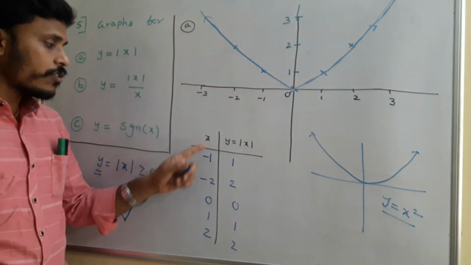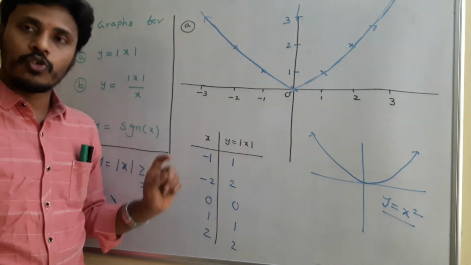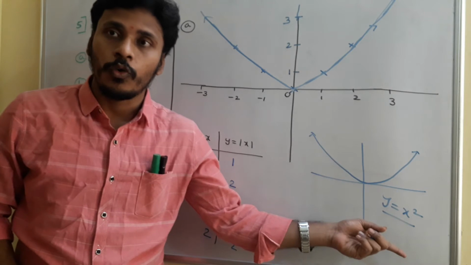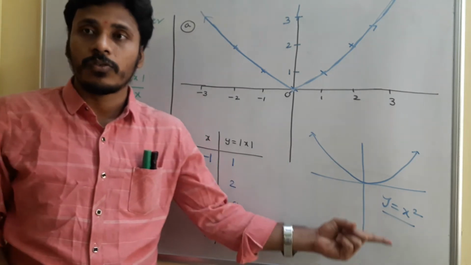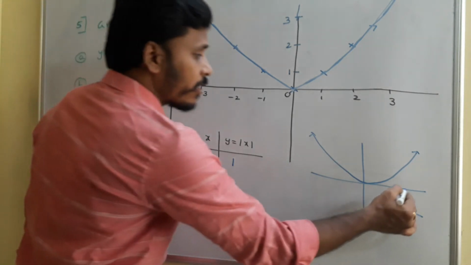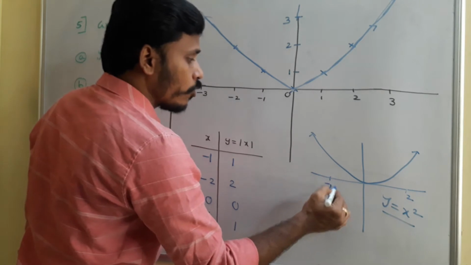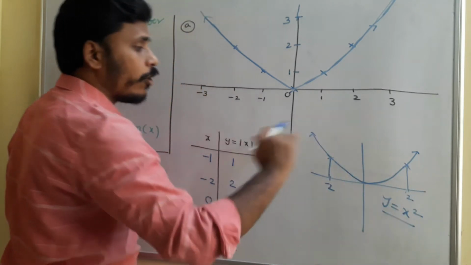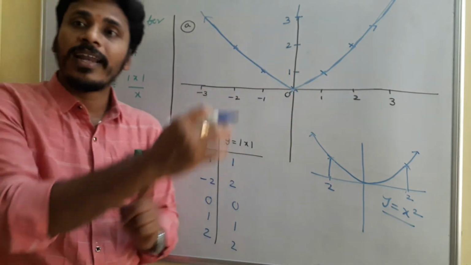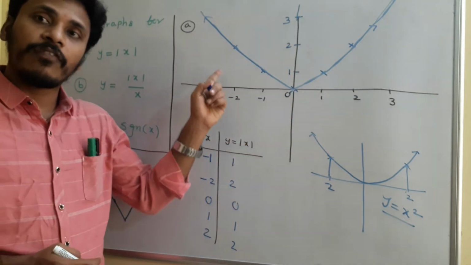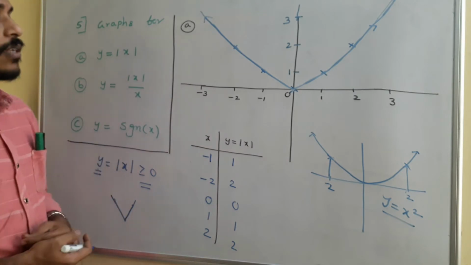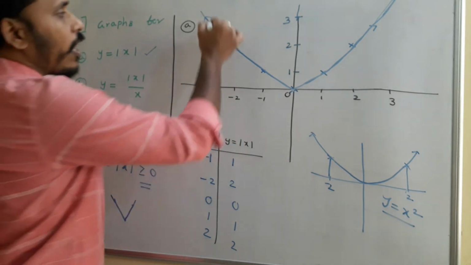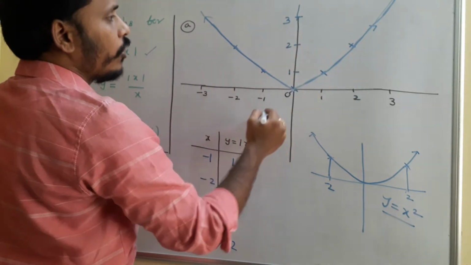Why? Because if x equals minus 2, mod x is 2 only. But here, if x equals minus 2, x square is 4. If x equals 2, again x square is 4. That means for x equals 2 and for x equals minus 2, the point must be at the same height from the x-axis. That's why the graph is symmetrical. The graph is symmetrical for both mod x and x square, but here we are just concentrating on mod x. The graph of mod x is just like a V shape, okay?